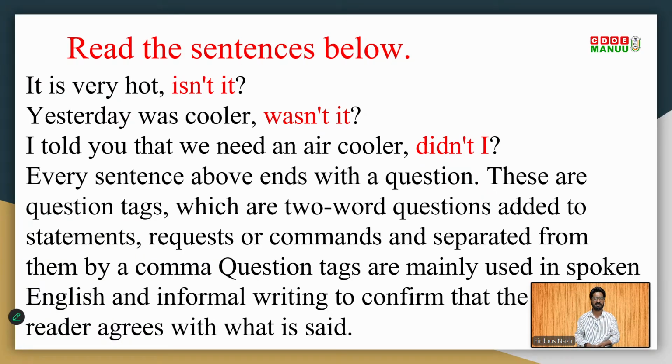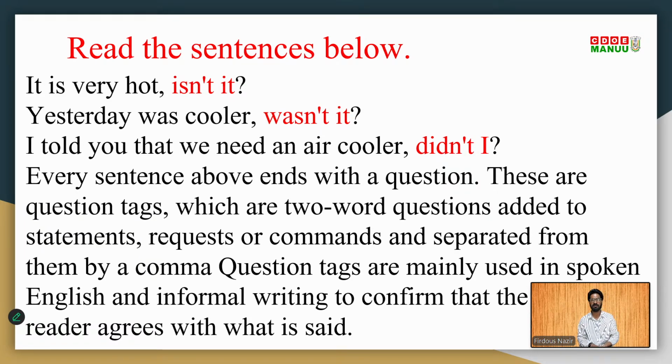So if you look at the sentences, we have three sentences here. It is very hot. Yesterday was cooler. I told you that we need an air cooler. So these are the three sentences. These are statements, and we changed these statements into questions. How did we do that? We just put the comma instead of full stop and we added question tag. Question tag is usually of two words. It comprises of auxiliary verb and the pronoun.